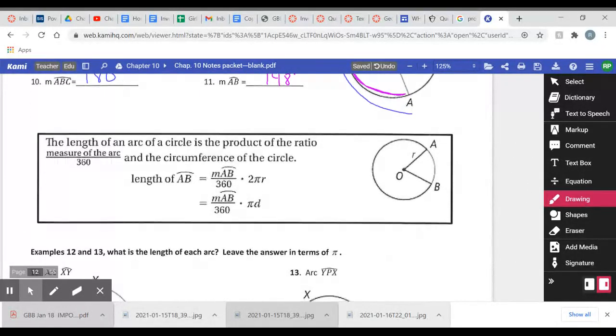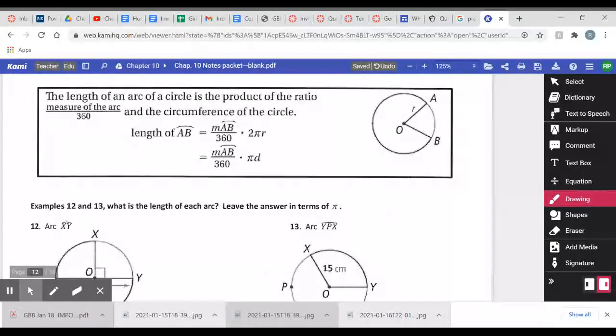Okay. And then the last little bit is the length of the arc of a circle is the product of the ratio of the measure of the arc over 360 and the circumference of the circle. So you can see the formula here, the length of AB, and that's just telling us how long it is from here to here. Not the measure of the arc, but the length of the arc. If you think about the circle being a piece of string, and if you think about all the way around a circle, kind of the perimeter of a circle, we call that the circumference.